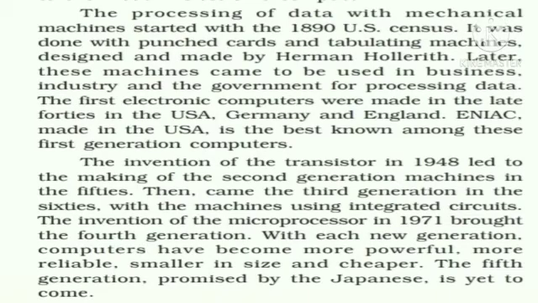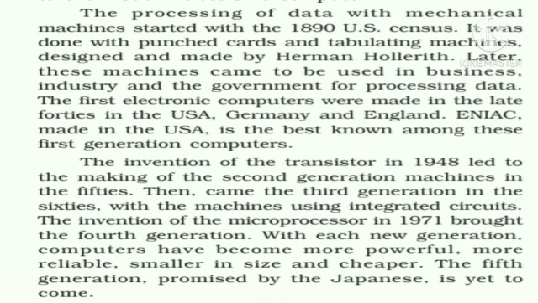The processing of data with mechanical machines started with the 1890 US Census. It was done with punched cards and tabulating machines designed and made by Hermann Hollerith. Later, these machines came to be used in business, industry, and the government for processing data. The first electronic computers were made in the late 40s in the USA, Germany, and England. ENIAC, made in the USA, is the best known among these first generation computers.